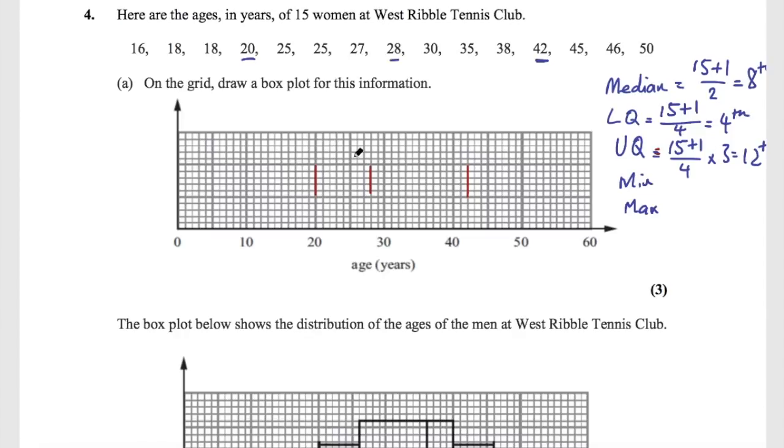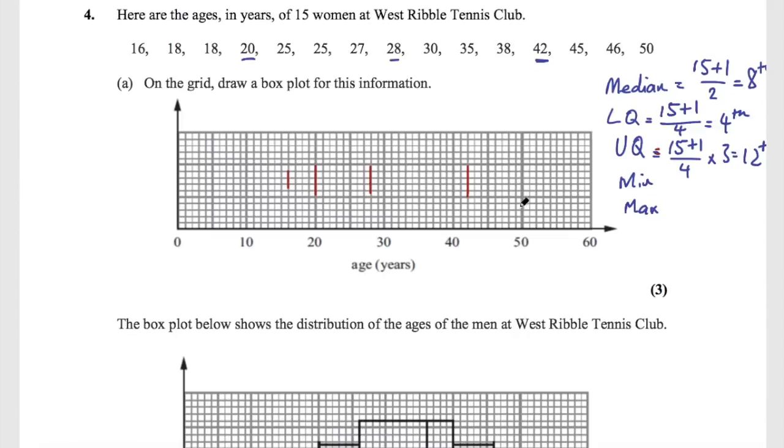And so we have our median, lower quartile, and upper quartile. Minimum and maximum are easy. You just need to read off the lowest number and the highest number. So the minimum here is 16. So mark a line at 16. I like to draw the minimum and maximum as a smaller line than the other ones, but you don't really have to. You can do it the same width.